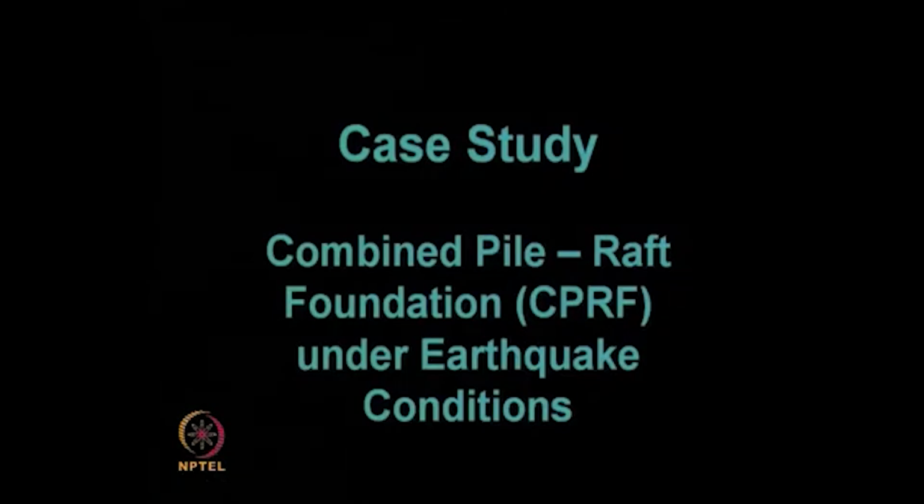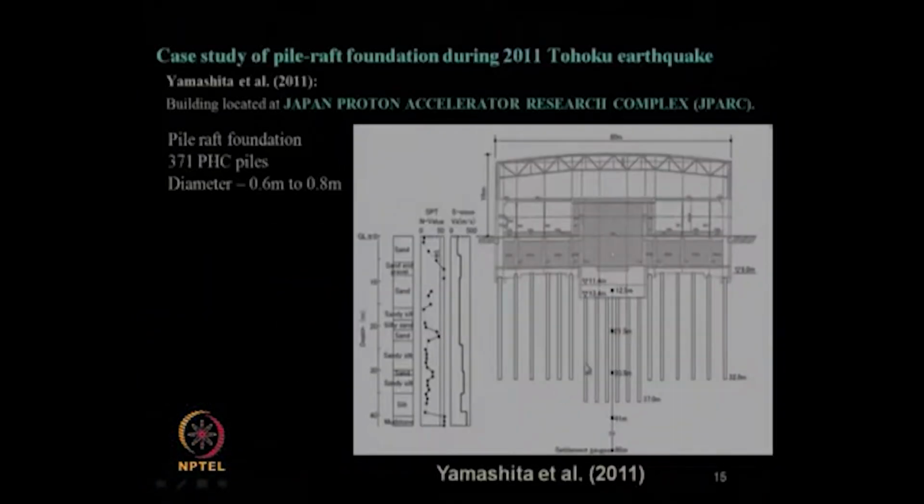So, that automatically showed, and we have discussed in our previous lecture, the importance of combined pile raft foundation even during the earthquake condition. Then we also discussed a case study of how a combined pile raft foundation behaves during an earthquake. For that case study, the Tohoku earthquake of March 2011 in Japan, that earthquake response was considered on a constructed pile raft foundation with these details given over here, and it has been reported by Yamashita et al. in 2011.